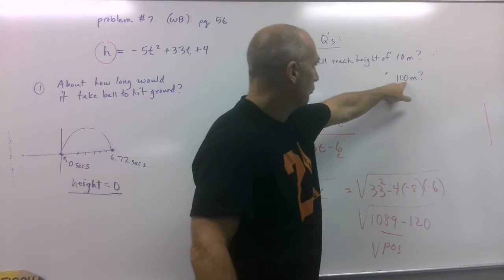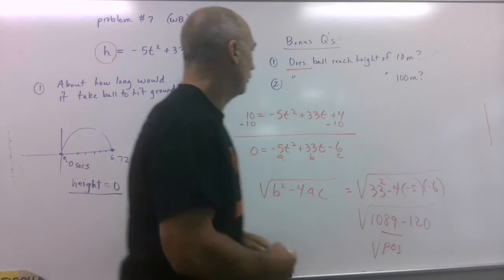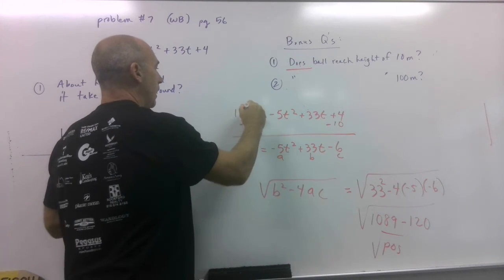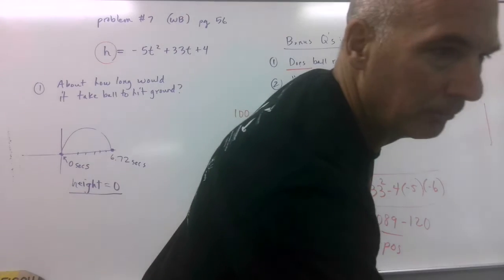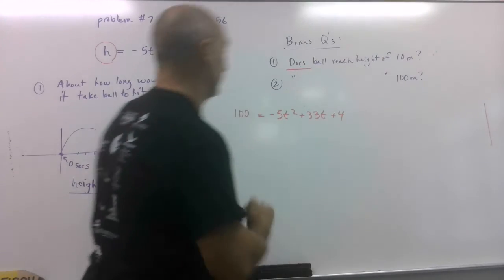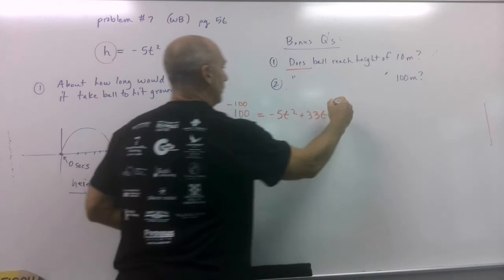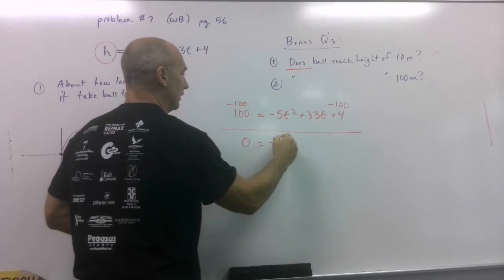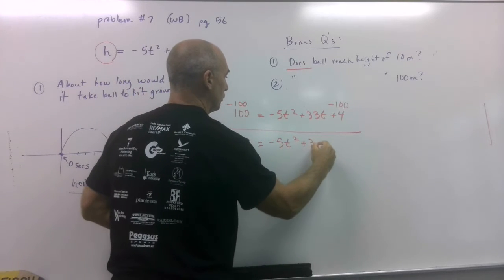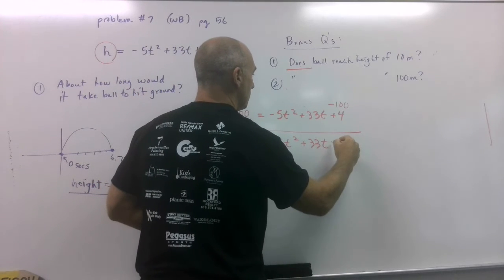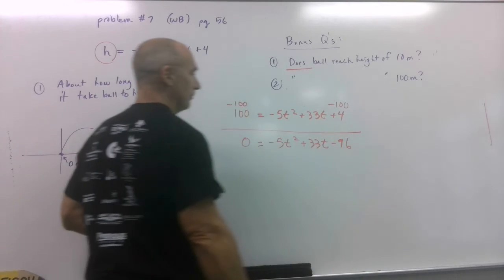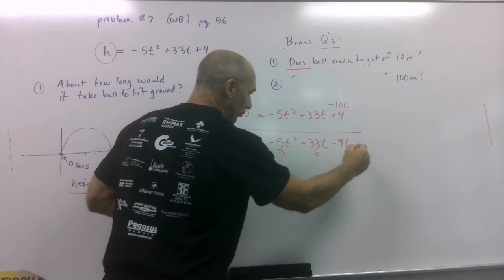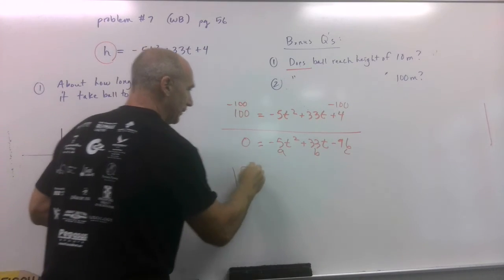Now what if they ask 100? How does that change the problem? Well, then we go back to this, and instead of 10, we're going to stick in 100. Now I go through the same process. Subtract 100, subtract 100. 0 equals negative 5t squared plus 33t minus 96. So here's my A, here's my B, here's my new C. I'm concerned about the discriminant part.